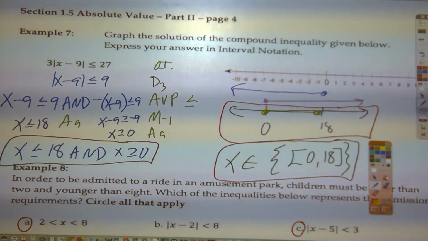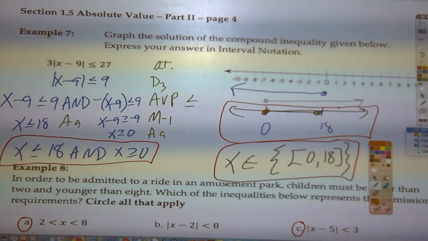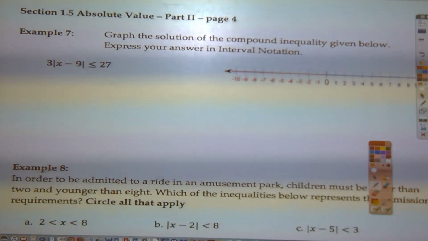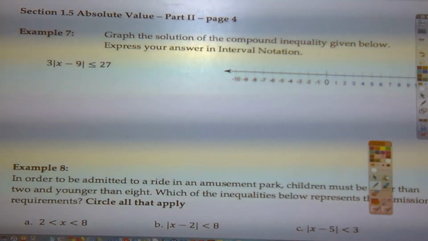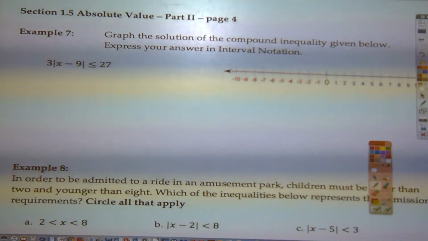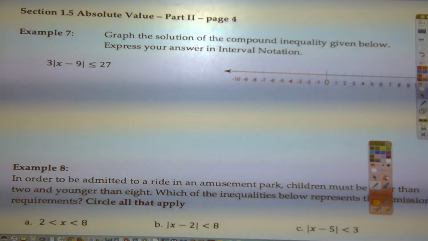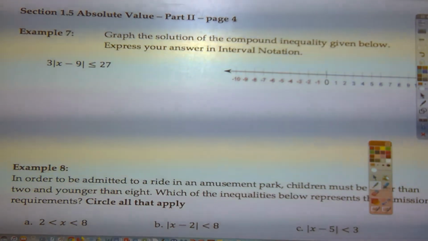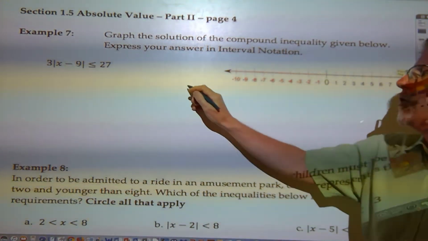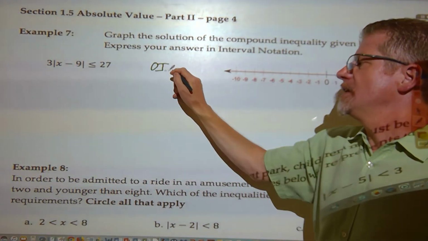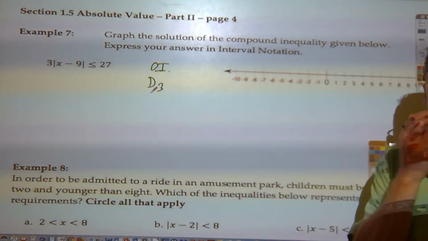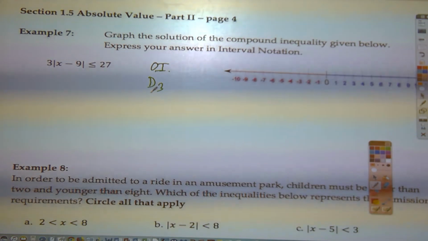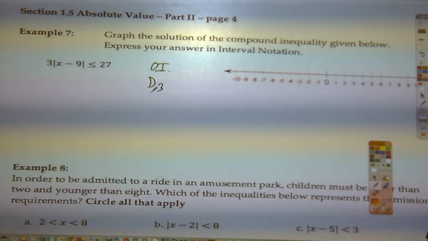So let's go to example 7. Let's do our first example of what to do when there is a less than symbol. Well, the truth is, we have to do some preliminary work with this original inequality before we really do anything with absolute values. Let's just get that 3 out of there. So the 3's got to go.